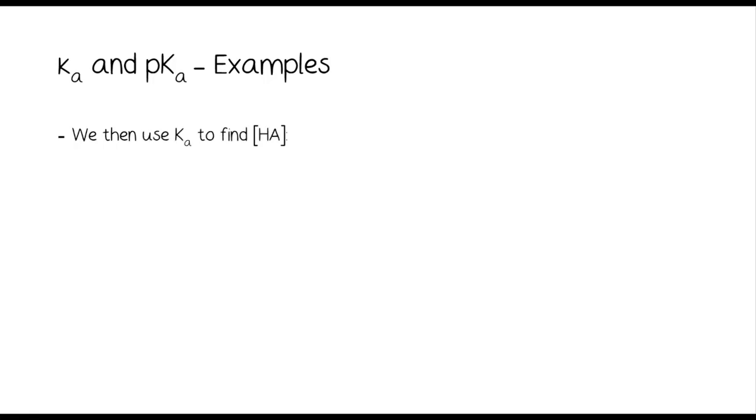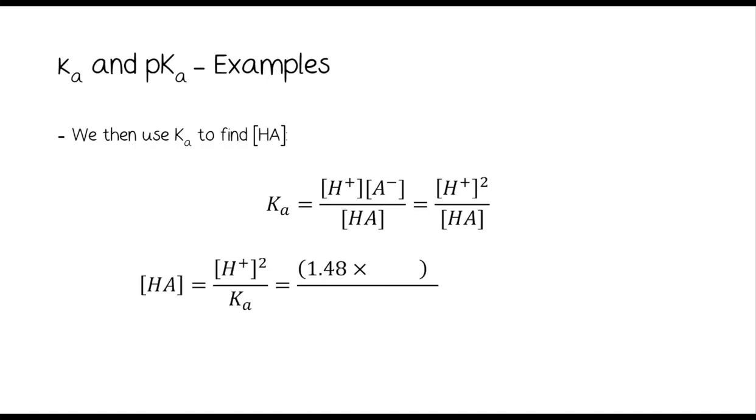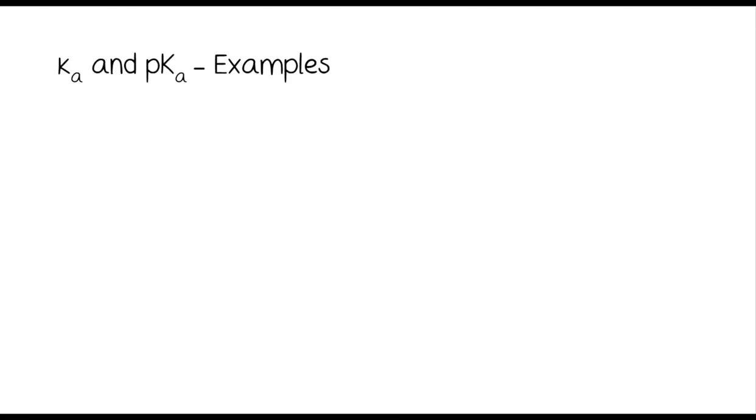You then use Ka to find HA, so remember this is a pure weak acid, so you can assume that Ka equals H+ squared over HA. You rearrange it for HA because that's the concentration of acid, and you get 0.438 moles per decimeter cubed. Here's another example for you to try.